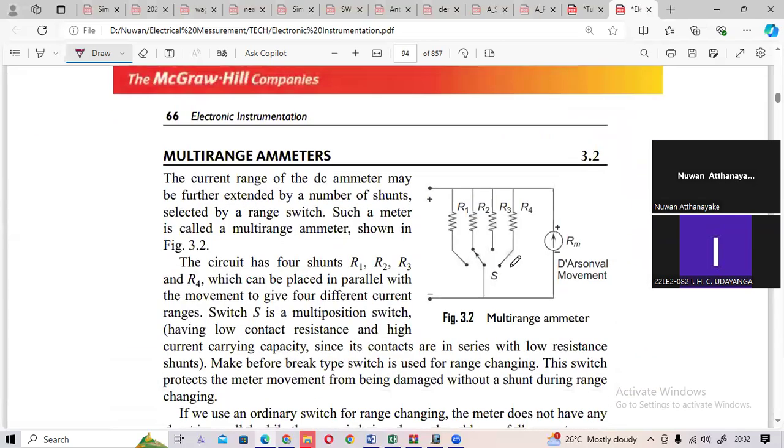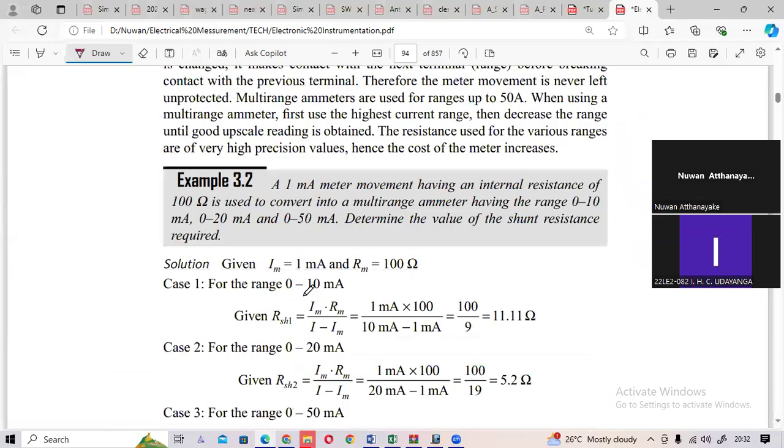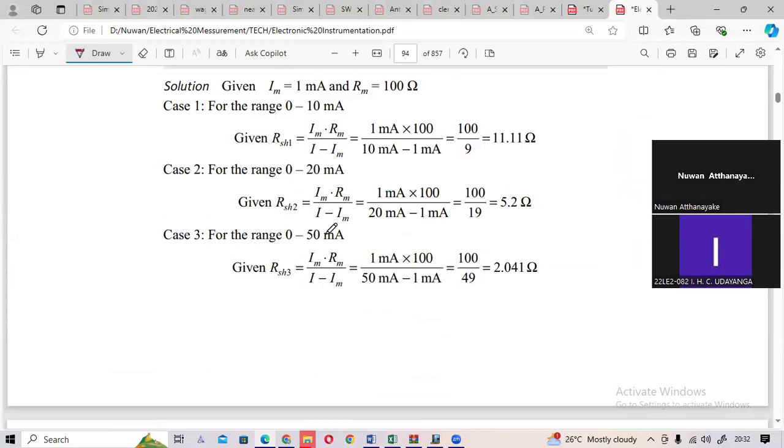Like this. This is also, I think, something you can understand. So here you are asked to design a multi-range ammeter, 0 to 10, 0 to 20, 0 to 50, likewise. I hope you can do this one also.